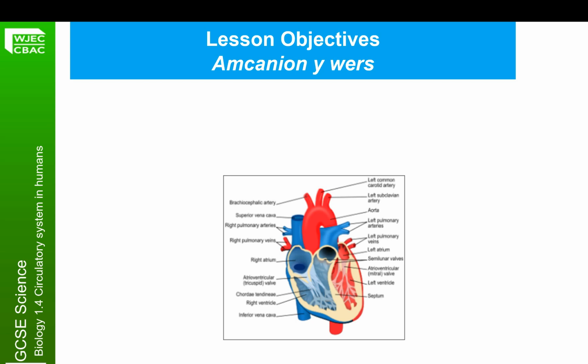Hello Year 10, this is lesson 3 in the booklet B1.4, the circulatory system in humans. You will need a pen and a pencil and a red and a blue, either pen or pencil today, to allow you to show direction of blood flow of different types of blood. Blood with lots of oxygen and blood with little oxygen, deoxygenated blood. Okay, so oxygenated and deoxygenated blood.